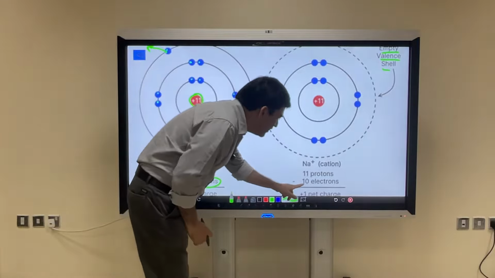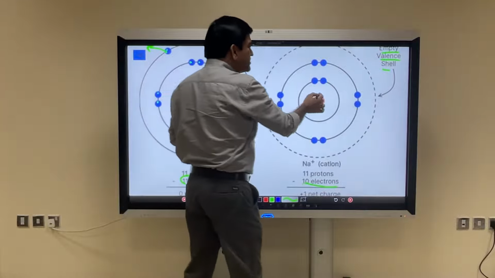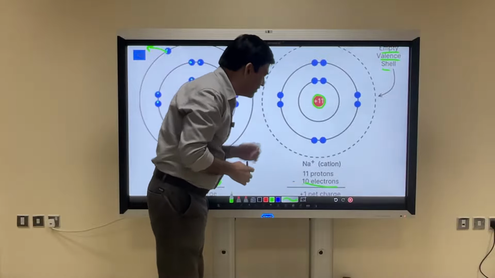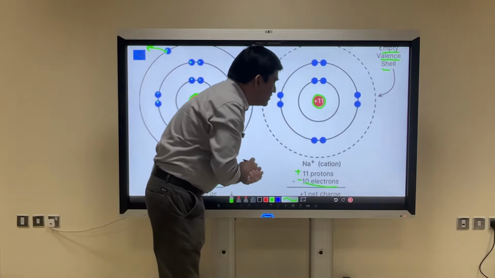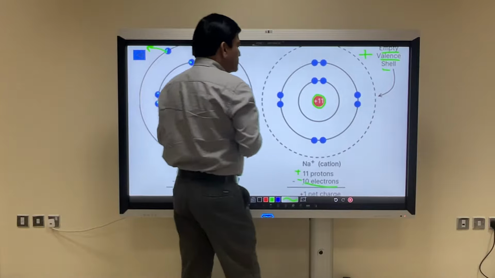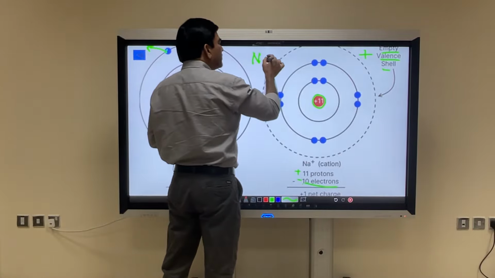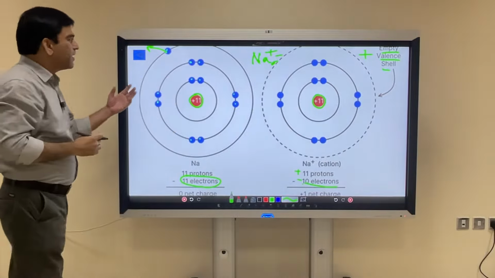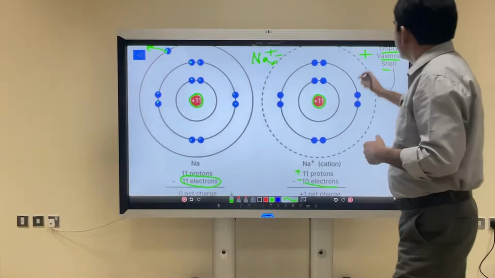Before there were 11 electrons, now how many electrons are there? There are 10 electrons. But the proton is still the same. It's 11. Proton is 11 and the electrons are 10. So it has plus 11 and minus 10 charge. And what is the charge over here? Plus 1. So sodium is converted to an ion, that is Na plus, by the loss of 1 electron. So sodium has excess of 1 electron, it loses 1 electron and it becomes an ion, that is Na plus.